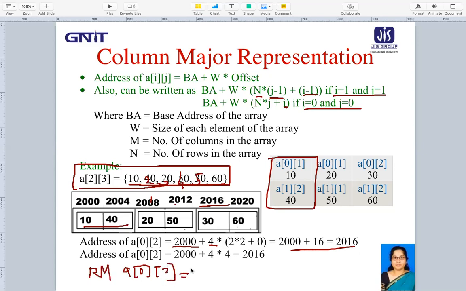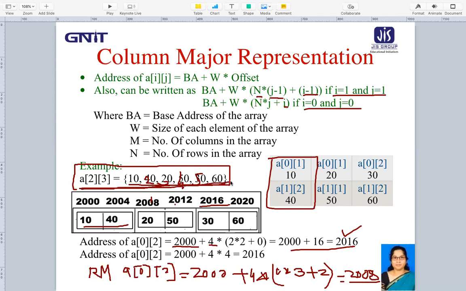It would have been something like this: 2000 plus 4 into... so I'm talking about the row major representation. So the row number is 0 into number of columns is 3 plus what is the column number? 2. So it would have been something like 2008. But in this case, it is 2016. So here it is 4 elements apart, and there it was 2 elements apart. So this is in the column major representation.